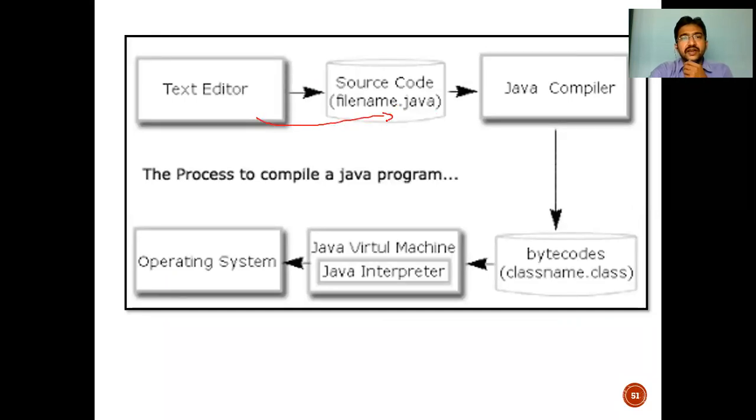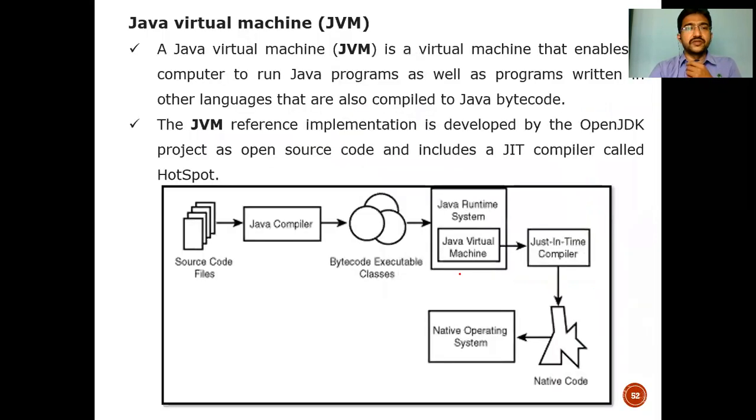Let's see it in detail. Once you have written the Java program and saved it as filename.java, that file is called the source code. Once you give it to the Java compiler, it converts it into bytecode, that is called the class file. Then in the JVM we have a Java interpreter, which converts the class file into executable code. This is the normal process.